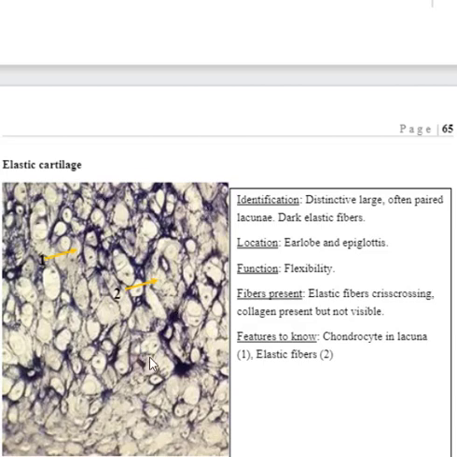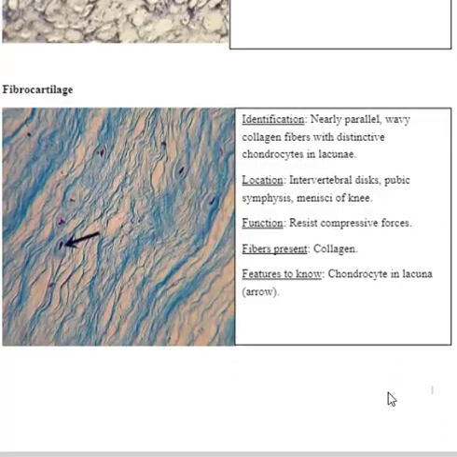So unfortunately, you could not understand what this slide is and miss 3 or 4 questions because you don't know it's found in the earlobe. You don't know that the reason that you have elastic cartilage is flexibility. And then you may not know that these are chondrocytes and they're laying down the elastic fibers. So learn this as a block of information. I think that'll be easier.